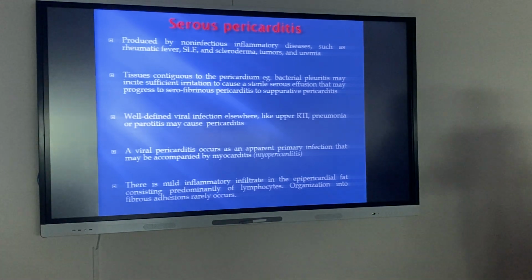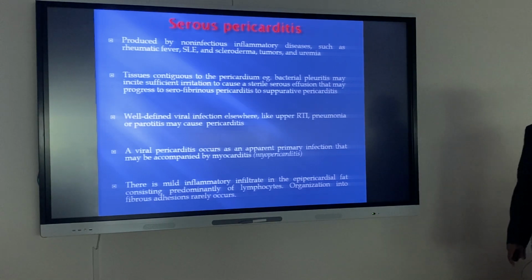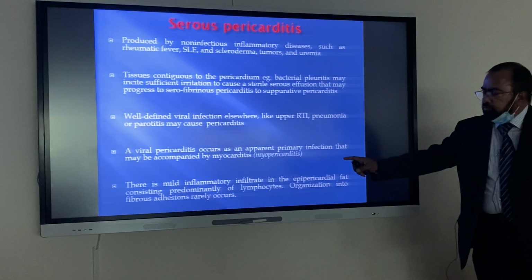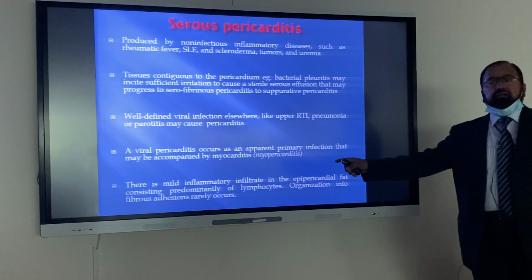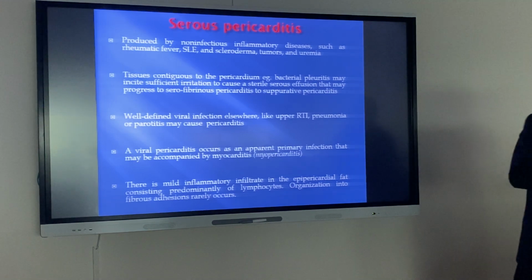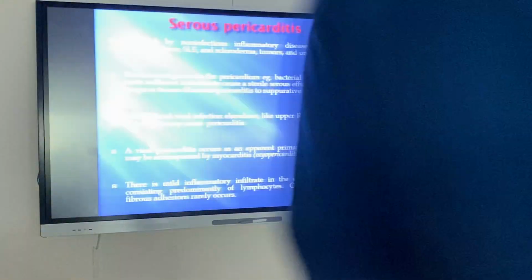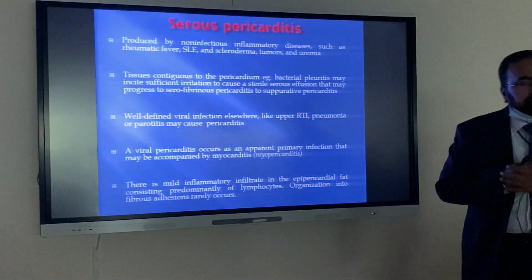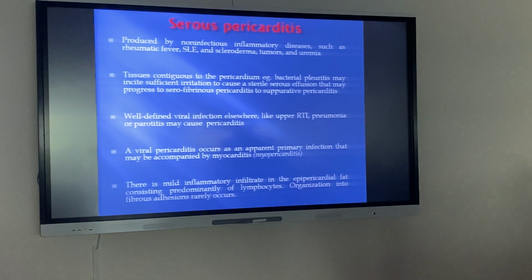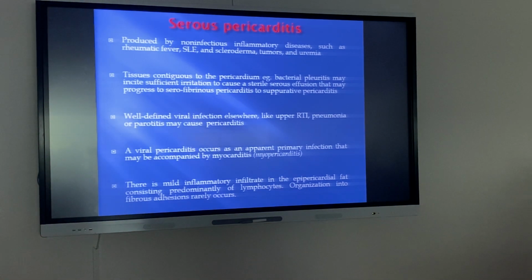Normally the process resolves without anything, but sometimes it causes some adhesions, which is very rare. Normally, because it's a serous fluid, if the serous fluid is taken out, what is the normal level of fluid? 30 to 50. So if it comes back to 30 to 50, the chance of adhesion is not there.